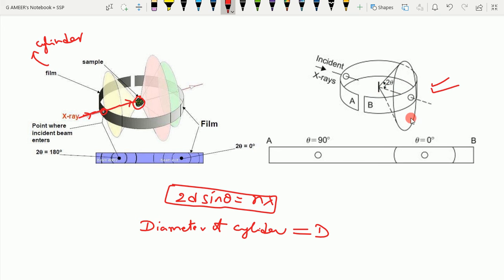Okay, fine. When I photograph these spots, this is the part we can see on the film in the form of an arc. This is the spot, and this is another one here. A part of it only we will see.